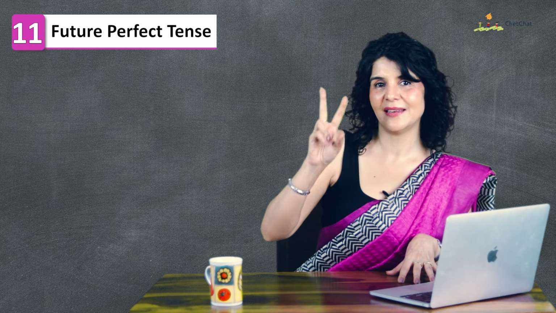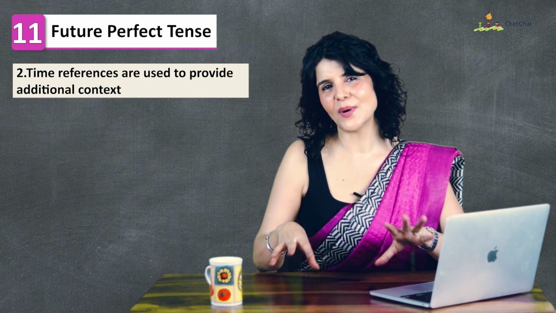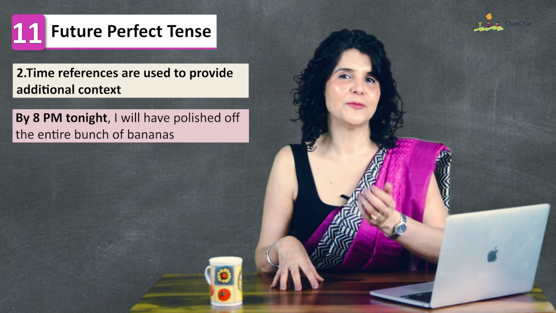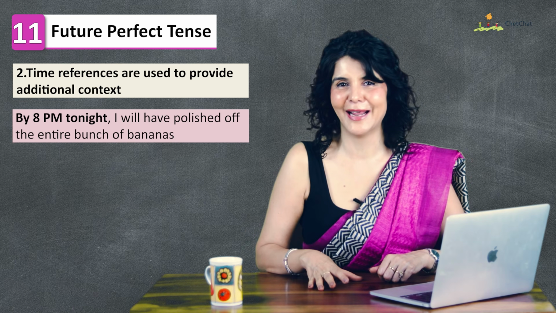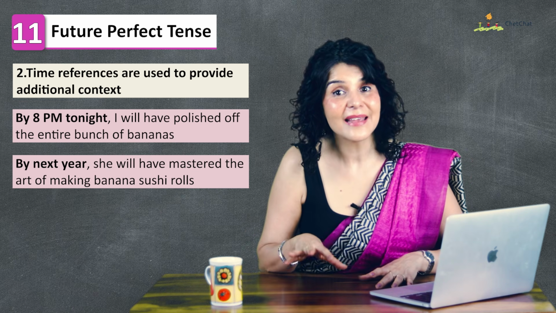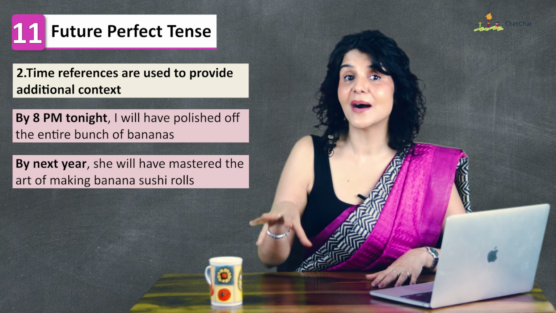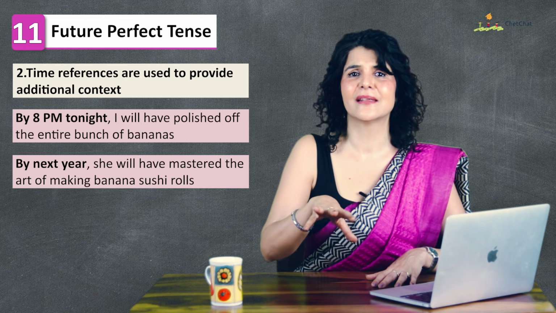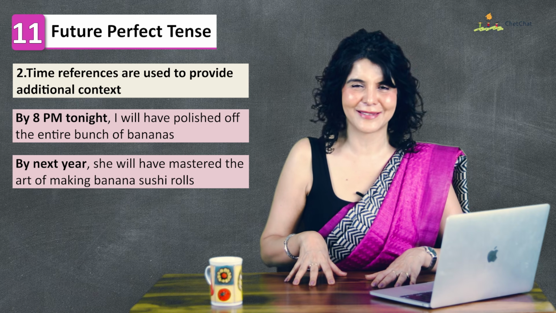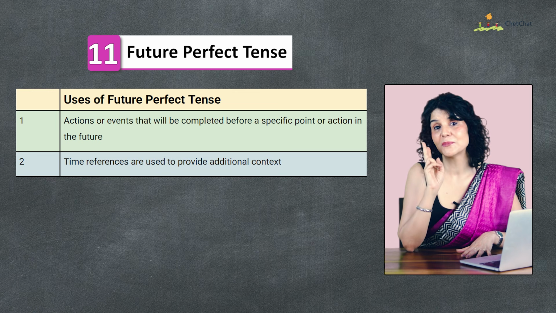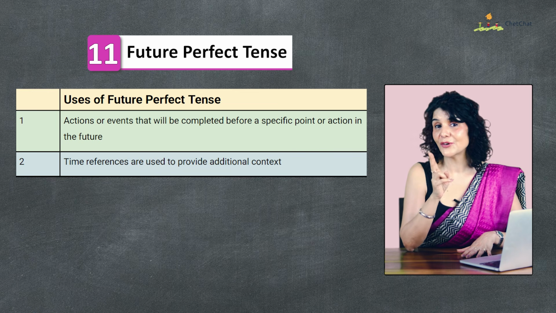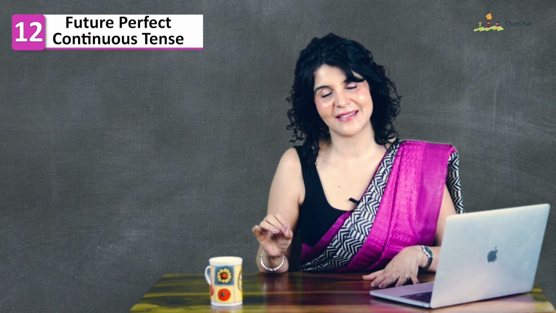Let's look at the second use. Time references are once again used, like by 8 p.m. tonight, I will have polished off the entire bunch of bananas. By the next year, she will have mastered the art of making banana sushi rolls. Oh my God. Okay, here is a summary on the screen of the two uses of future perfect tense. Pause the video, and now I'm moving on to tense number 12, which is future perfect continuous tense.